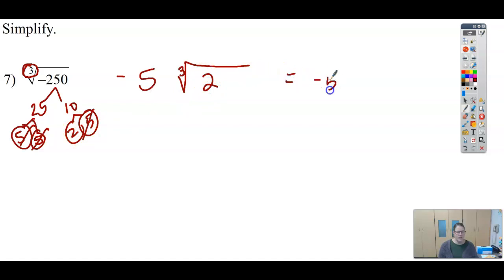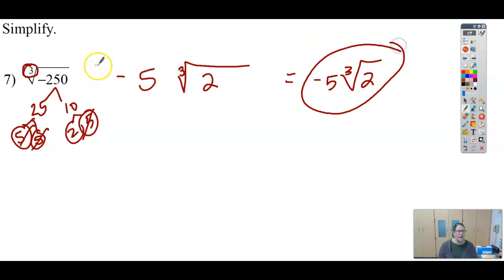So I'm mainly just showing you this again as a review to remind you that if you have a negative under the radical and it's an odd root like 3 or 5 or 7, your answer will just be negative. If it's an even root, like a square root, that's when you're going to have an imaginary solution.